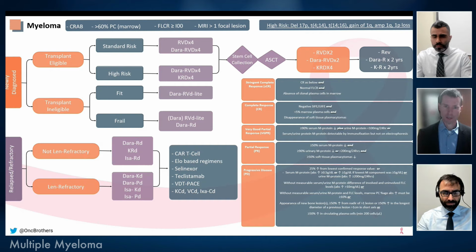And then the next step is the stem cell collection, where we collect their own autologous stem cells, so that we can give a high-dose chemotherapy, which then, when we give the stem cells afterward as a transplant, recovers the bone marrow for the patient.